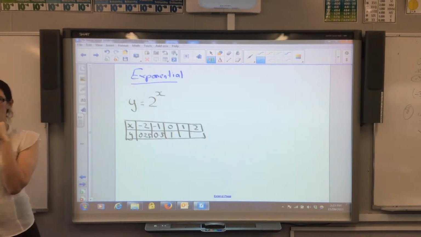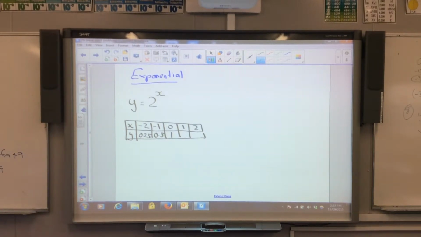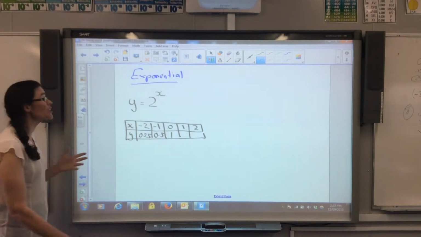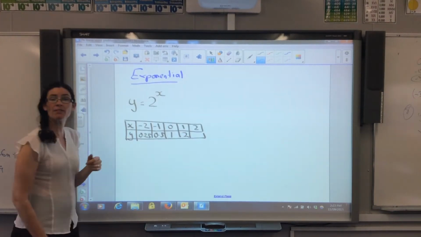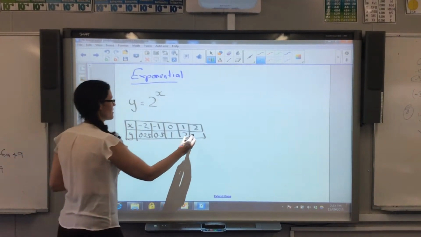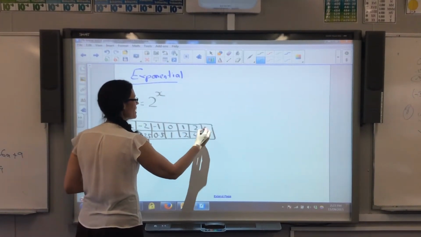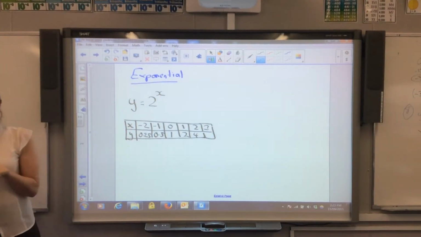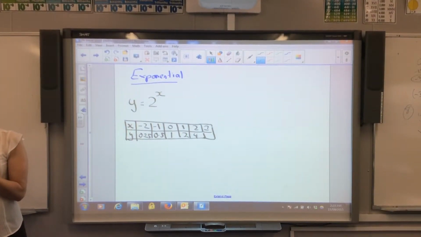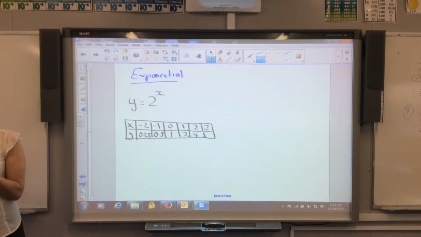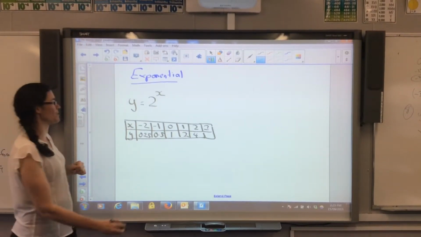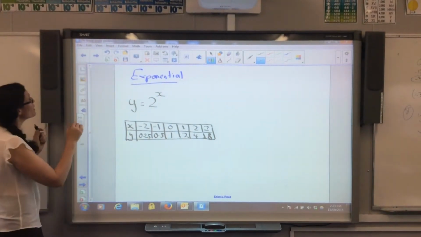What's 2 to the power of 1 mean? 2 to the power of 1? 2. 2 to the power of 1 is just 2. What's 2 to the power of 2? 4. Let's add one more. What is 2 to the power of 3? Careful. 2 to the power of 3. 8. Alright, let's draw another picture.